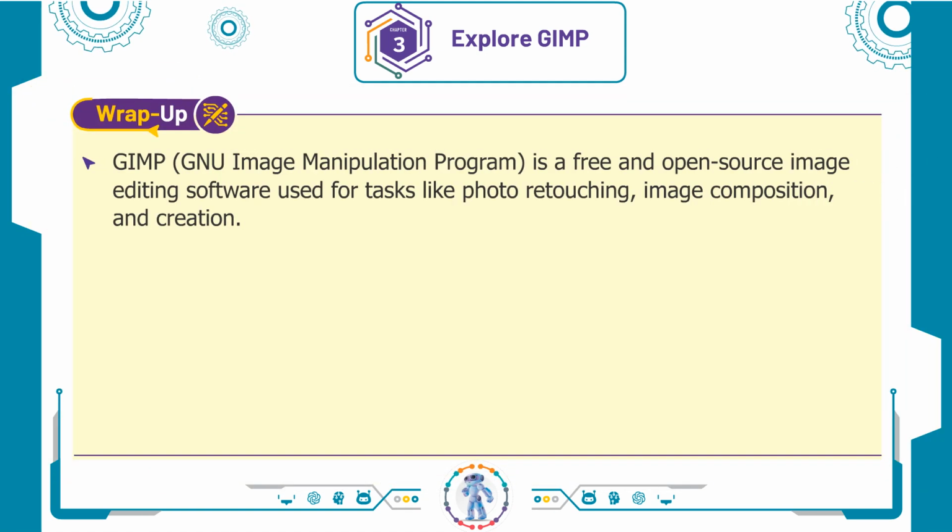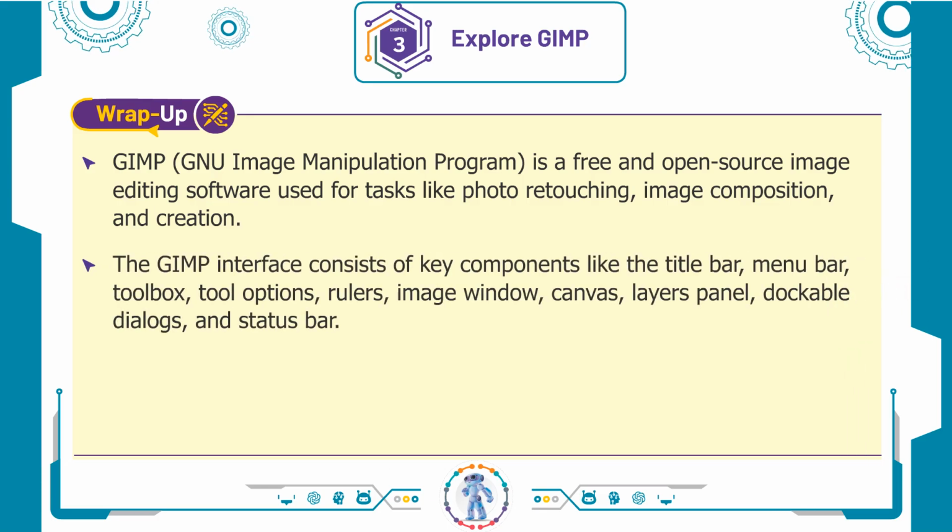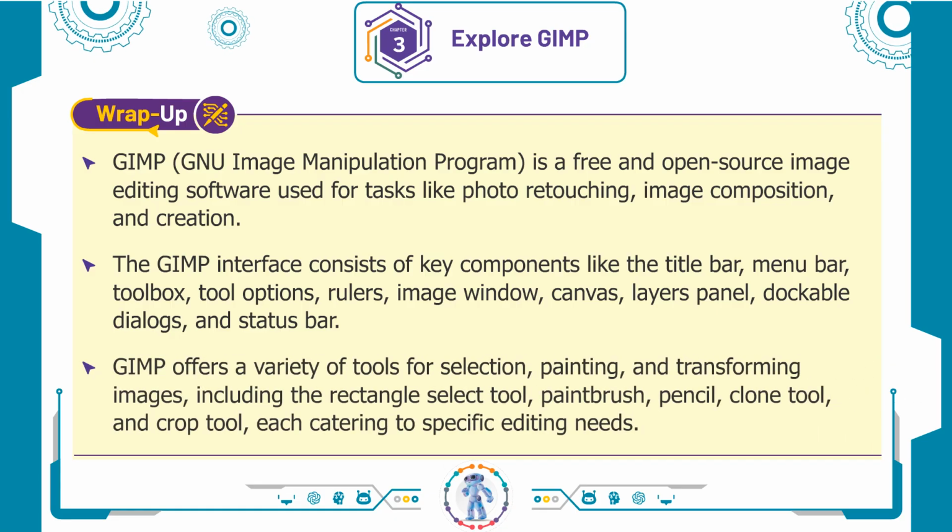Wrap up. GIMP, GNU Image Manipulation Program, is a free and open-source image editing software used for tasks like photo retouching, image composition, and creation. The GIMP interface consists of key components like the title bar, menu bar, toolbox, tool options, rulers, image window, canvas, layers panel, dockable dialogs, and status bar. GIMP offers a variety of tools for selection, painting, and transforming images, including the rectangle select tool, paintbrush, pencil, clone tool, and crop tool, each catering to specific editing needs.